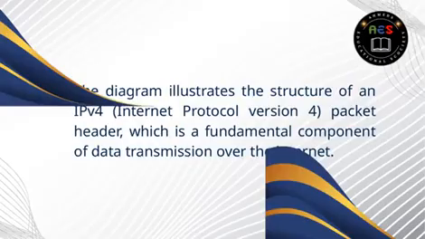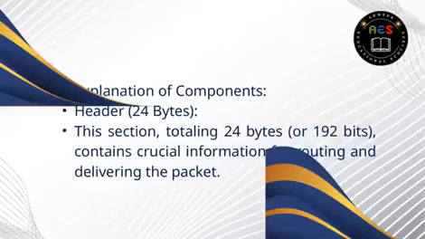It's a vital component that makes the internet work seamlessly behind the scenes. Now, let's take a closer look at the header, which is 24 bytes long. This part of the packet contains some of the most crucial information for routing and delivering the data. Think of it as the address label on a package. Without it, the packet wouldn't know where to go or how to get there.